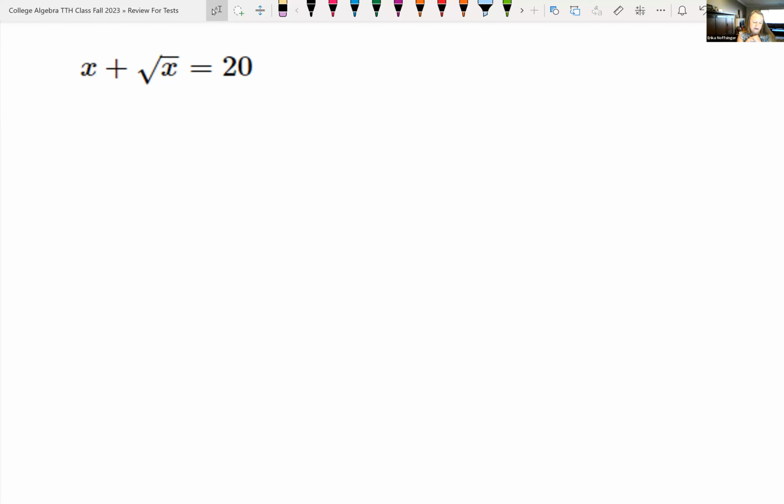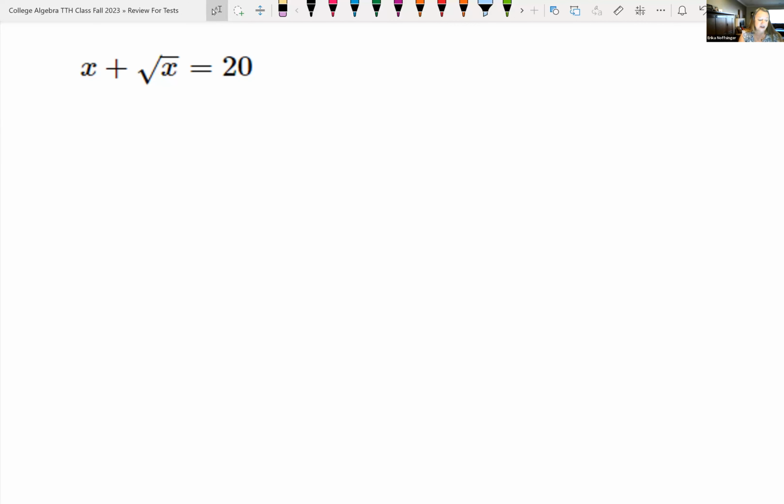The next problem in front of us here is x plus the square root of x is equal to 20. So there's two ways I could approach this. I could manipulate it like I've done with the last couple of problems and use u substitution to make this a quadratic. Or we could look at this and isolate our radical, our square root of x, and square both sides and then solve that way. So either way, we can go about and approach that.